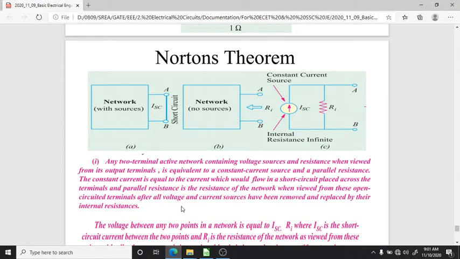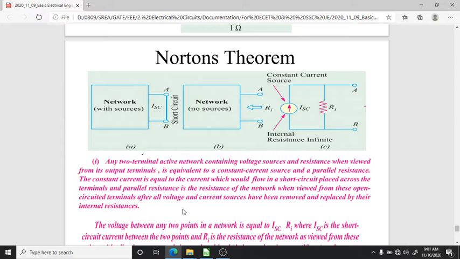Now let us study Norton's theorem. Norton's theorem is also one of the theorems to simplify electrical circuits, like Thevenin's theorem. We have seen in Thevenin's theorem that the total circuit is simplified into a voltage source with series resistance, that is, Thevenin's voltage source and Thevenin's resistance.